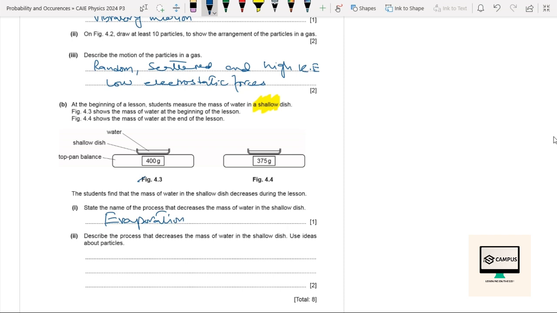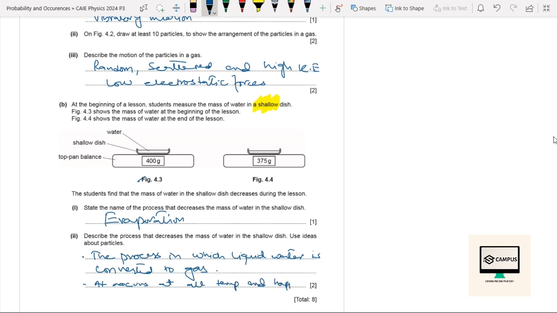All right, describe the process that decreases the mass of water in the shallow dish. So we have to describe evaporation as well. So the process in which liquid, we can also say water, is converted into gas. It occurs at all temperatures actually, and happens at the surface.